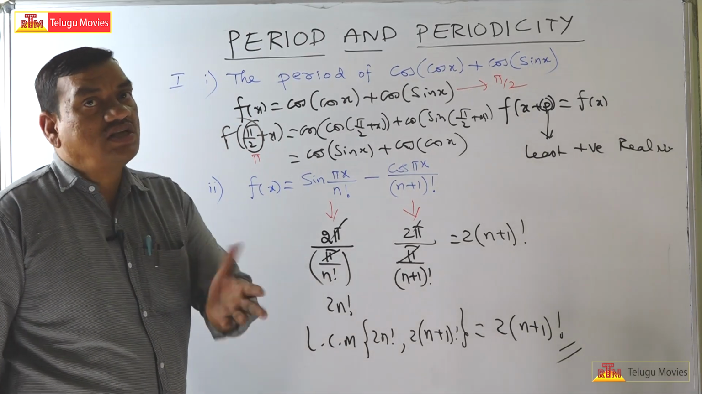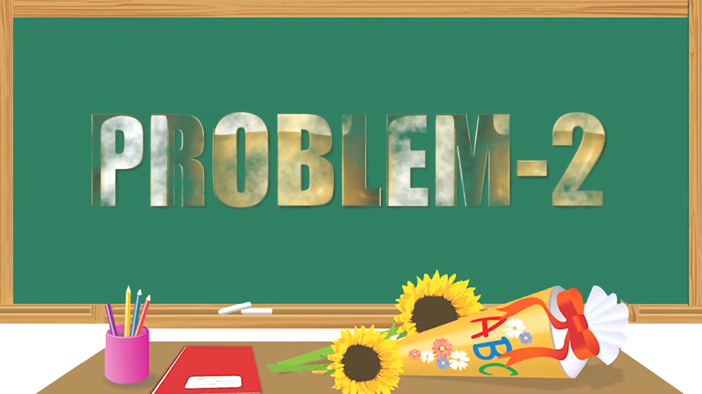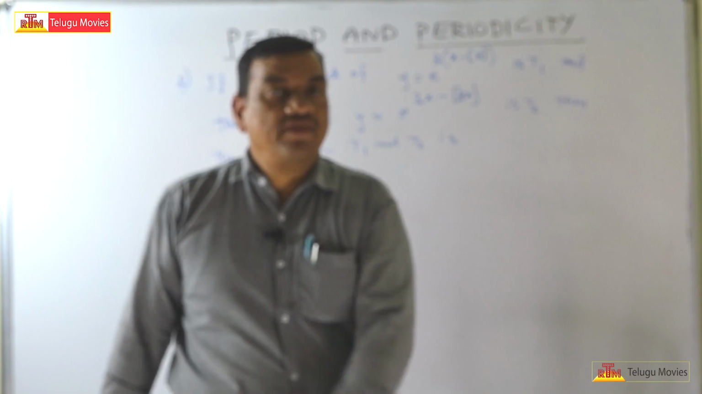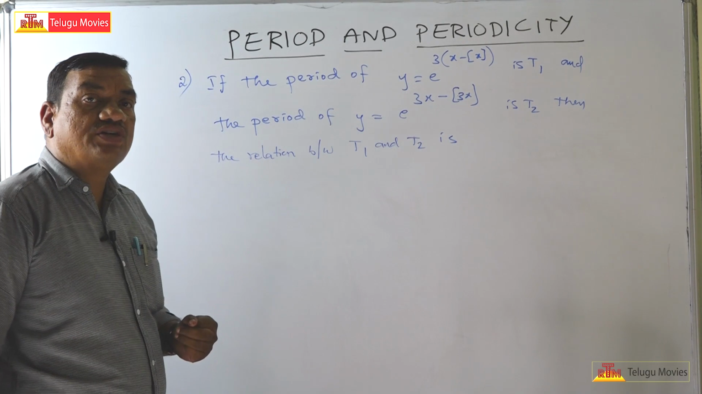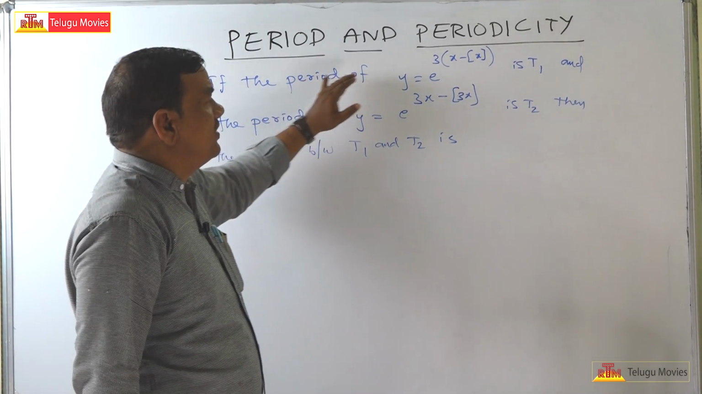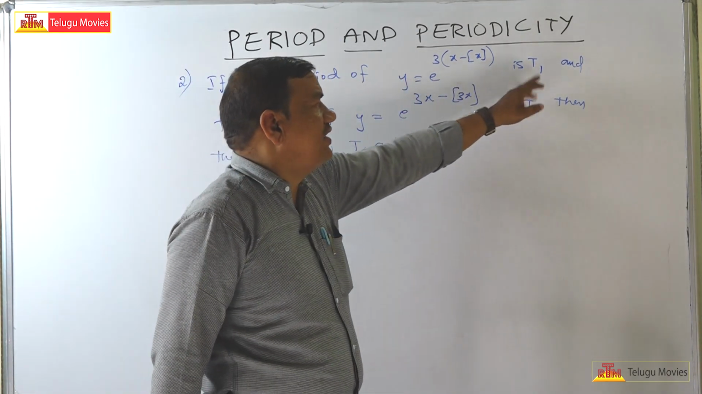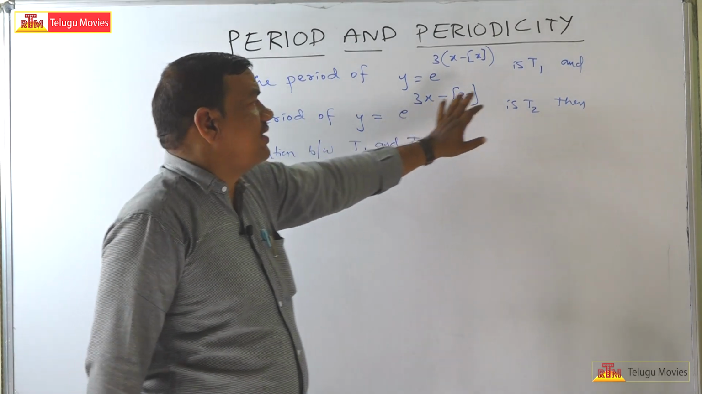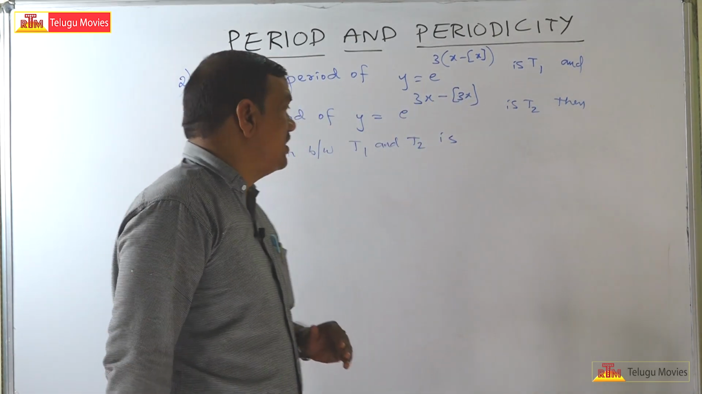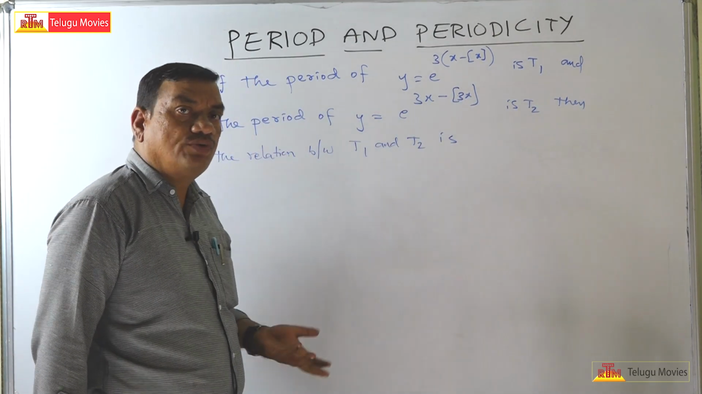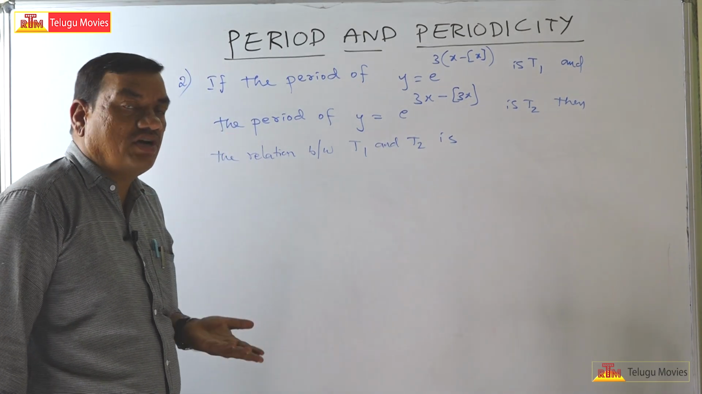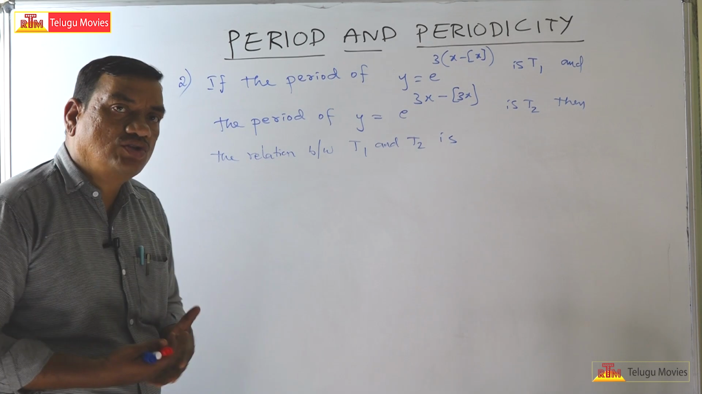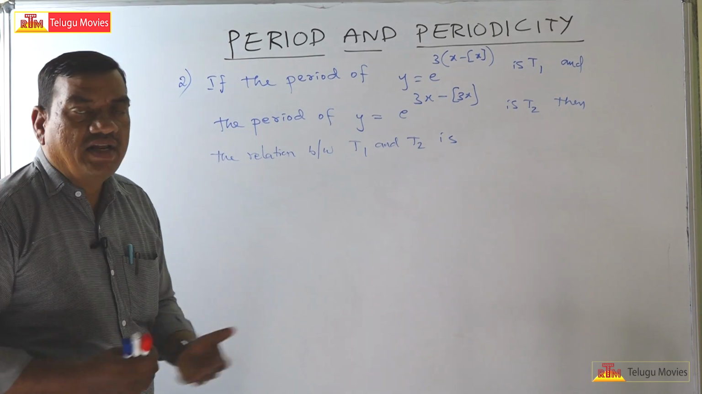Let us go for some more problems. Welcome to this second problem. Here two functions are given. For the first function the period is t1, and for the second function the period is t2. He is asking for the relation between t1 and t2. We will find the period of the first function and the second function separately. After knowing the values of t1 and t2, we will get a conclusion.